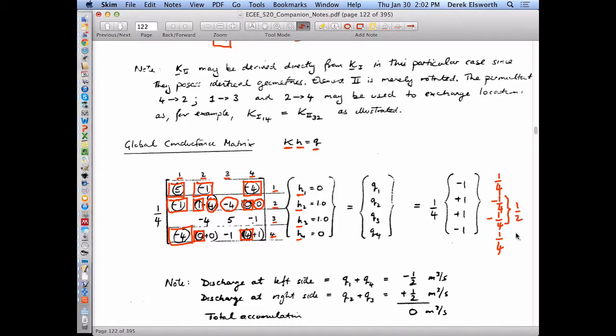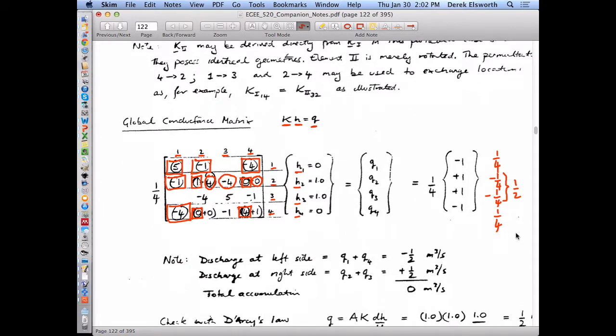And you can check that, of course, with a couple of things. You can check that the amount coming out of the system and the amount going into the system has to be the same. It's a steady state problem, so by definition it has to be satisfied. So if you add up all of these magnitudes here, you end up with no net flux.